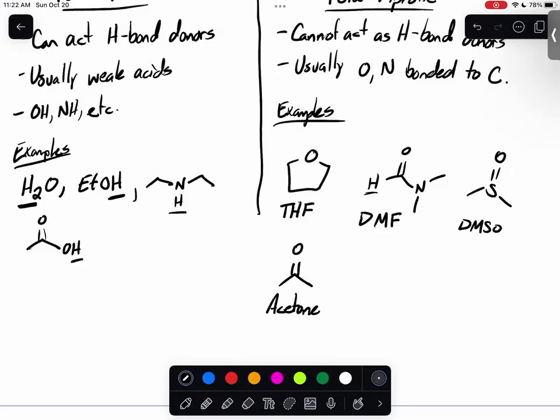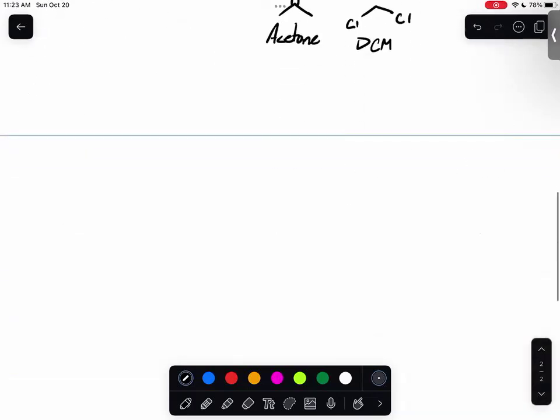Acetone's good for cleaning glassware, but it's also a relatively good solvent in terms of acting as a polar aprotic solvent. And then the last one that we'll talk about is DCM, dichloromethane. It has two chlorines there that are giving dipoles. So there's a lot of polar aprotic solvents. These are the most common ones that you're going to see. But essentially, what these two types of solvents are doing is changing how nucleophilic something is. Essentially, nucleophilicity depends on the solvent.